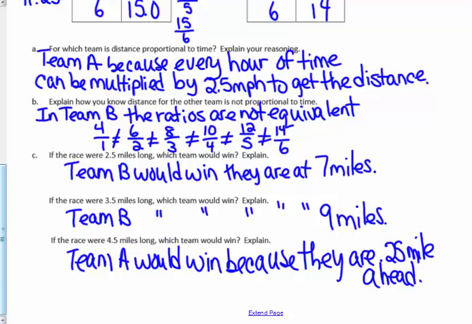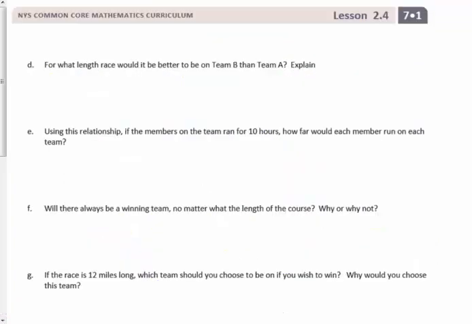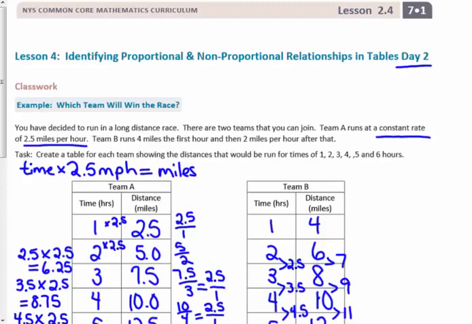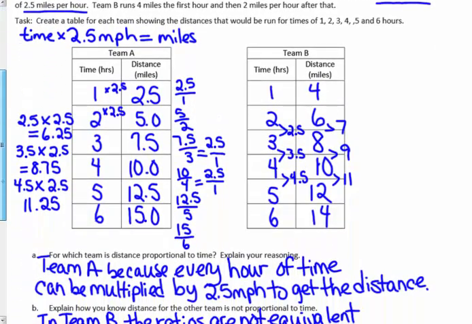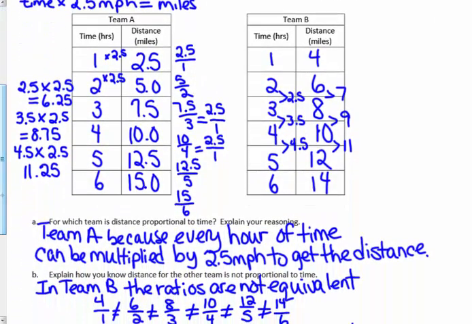Now I'm going to go to the next page of my notes, but we're probably going to have to flip back and look at those tables. For what length race would it be better to be on Team B than on Team A? Explain. Well, on Team A, it takes 4 hours to go 10 miles. On Team B, it takes 4 hours to go 10 miles. Hey, those are the same. I didn't even notice that.